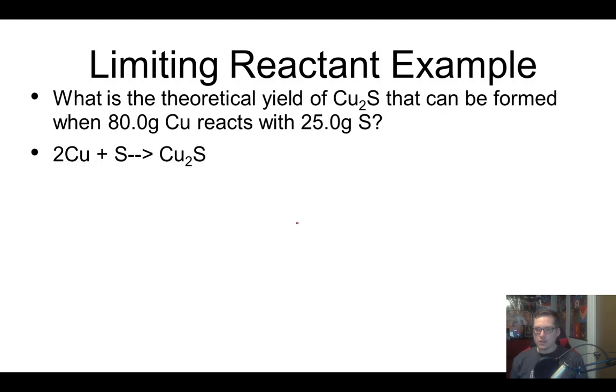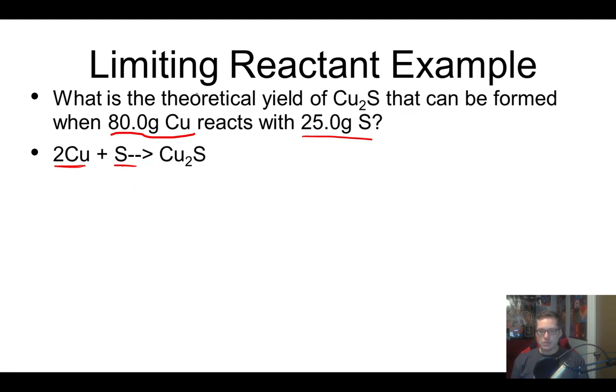What is the theoretical yield of copper 2 sulfide that can be formed when 80 grams of copper reacts with 25 grams of sulfur? So this has to be a limiting reactant problem because we're starting with 80 grams of copper, and that's this reactant right here, and 25 grams of sulfur, and that's this reactant right here. We want to know the theoretical yield. Remember, the theoretical yield is the math, how much the math says we can make of this copper 2 sulfide. So we're going to convert both of these to moles of copper sulfide.